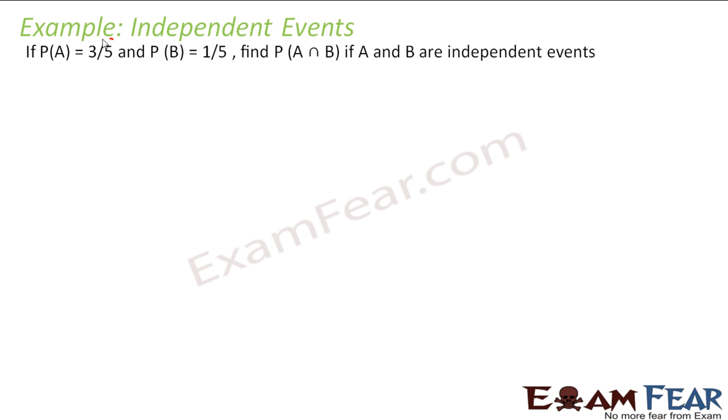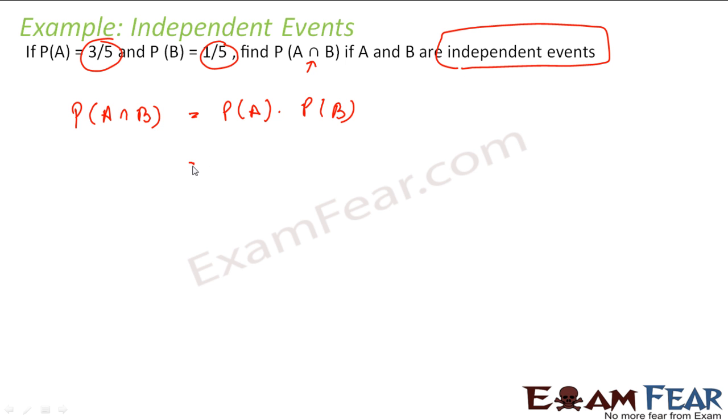I have been told that the probability of A is 3 by 5, and the probability of B is 1 by 5. We have to find the probability of A and B. If A and B are independent events, very simple, I know the formula. The probability of A and B is nothing but the probability of A into the probability of B, if they are independent, and we are told it is independent. That means the probability of A, 3 by 5, into the probability of B, 1 by 5. What you get is 3 by 25. And that is my answer. So the probability of A and B is 3 by 25.